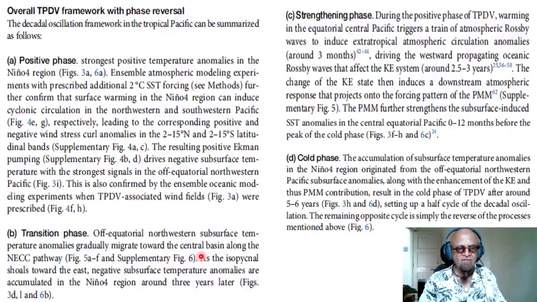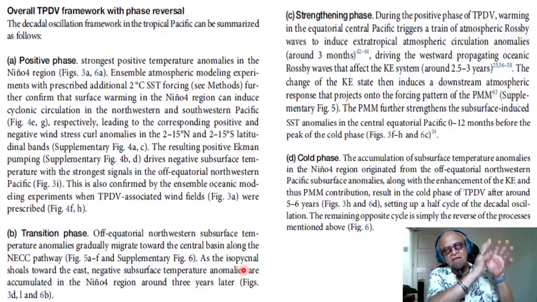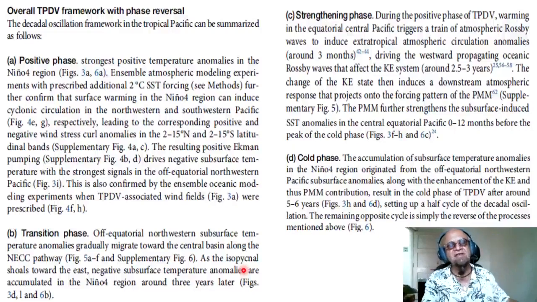The transition phase: off-equatorial northwestern subsurface temperature anomalies gradually migrate toward the central basin along the NECC pathway, the North Equatorial Countercurrent. In case you don't know what that is, I have it in my basic climate courses or oceanography courses. You have winds pushing the water and piling up against the western boundary. Then you have a piled-up gravity flow that, because of Coriolis, is going to be trapped by the equator, so it can remain coherent for quite a way. Just to the north of the equator, the NECC in the Pacific goes almost all the way to the east, but we just needed to bring the anomaly from the western boundary towards the dateline to start the process of feedback through air-sea interactions to the extratropics, right?